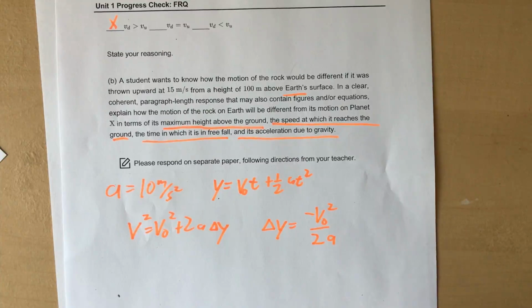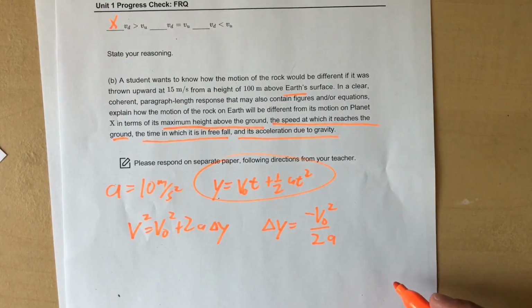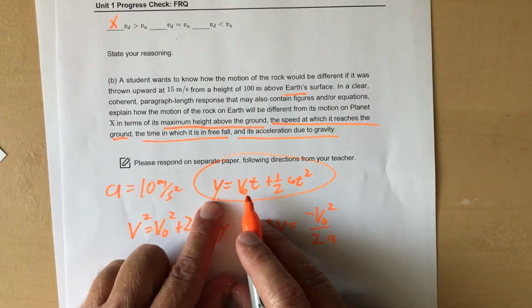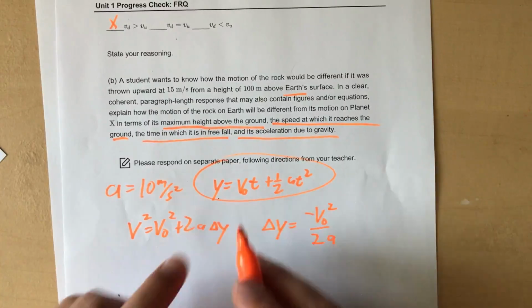When the rock is at the position 100 meters above the surface of Earth and planet X as it falls towards the ground, they say that you can use this equation right here to show that for the same height above the ground and for the same initial velocity of 15 meters per second downward, the rock will reach the ground with a greater speed on Earth than it does on planet X.